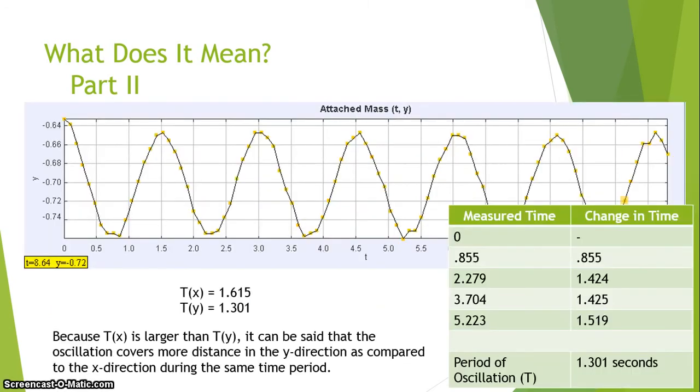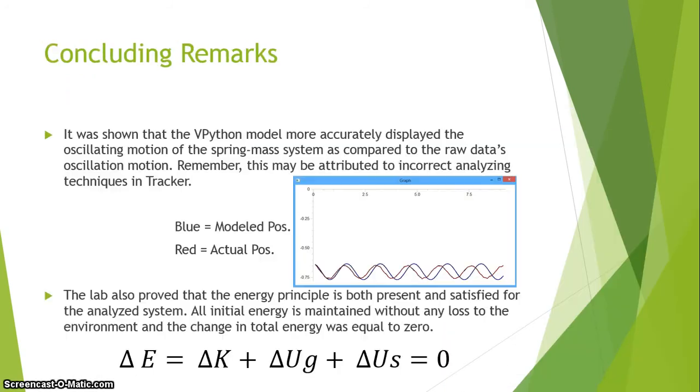When comparing the y displacement in time, it was determined that the period t is equal to 1.301 seconds between oscillations. Recall that the x period was equal to 1.615 seconds. Because ty is less than tx, it indicates that the oscillation achieves more displacement in the y direction as compared to the x direction displacement during the same time period.